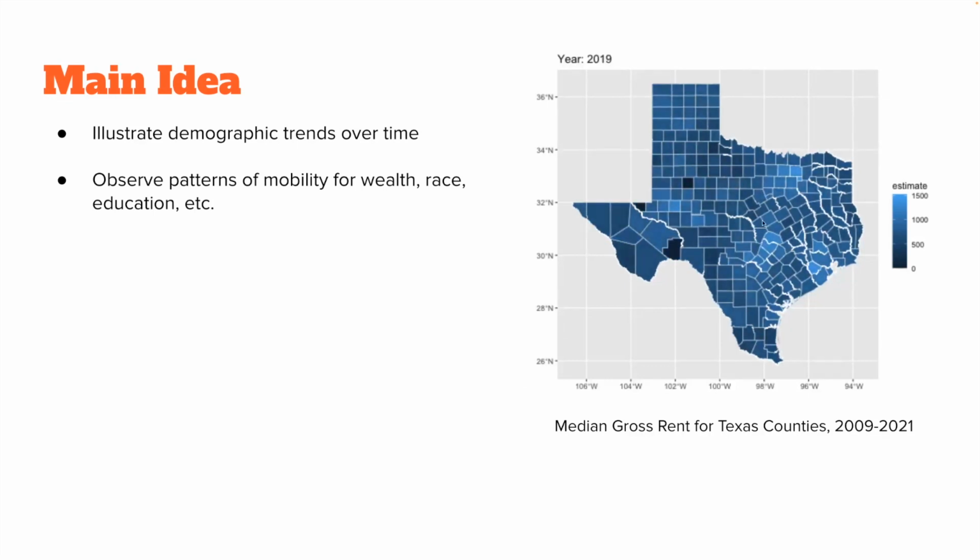Take a look at this map of Texas, which shows the median gross rent for Texas counties from 2009 to 2021. Because the graph is animated, you can see how these values change over time, and urban areas like Dallas here really start to light up as you get closer to present day.